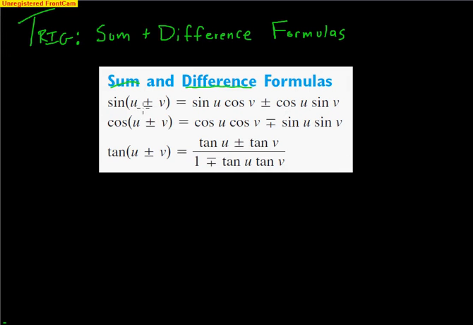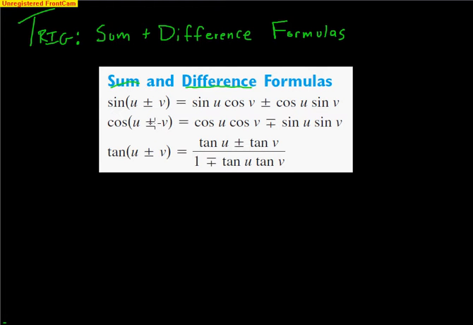So notice the formula here for sine says if you're adding the angles, that's why the plus sign's on top, or subtracting, then here's the formula. Sine of the first angle, cosine of the second angle, plus if you're adding, minus if you're subtracting, cosine of the other angle u, sine of the other angle v. So notice we got sine of u in the front, sine of v in the back, cosine of v in the front, cosine of u in the back. So it does switch who gets the u and who gets the v.